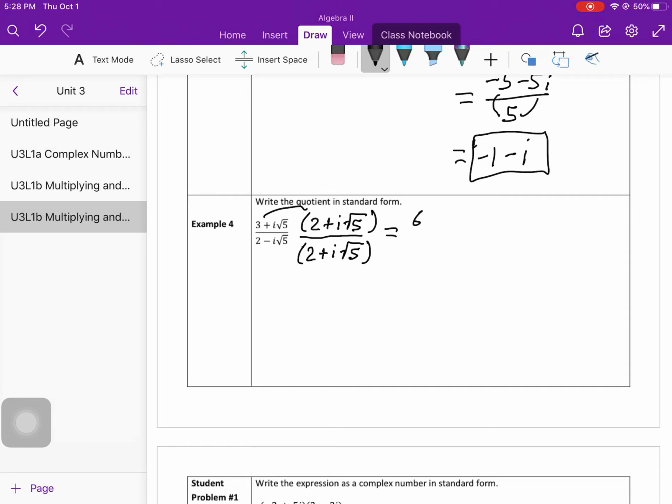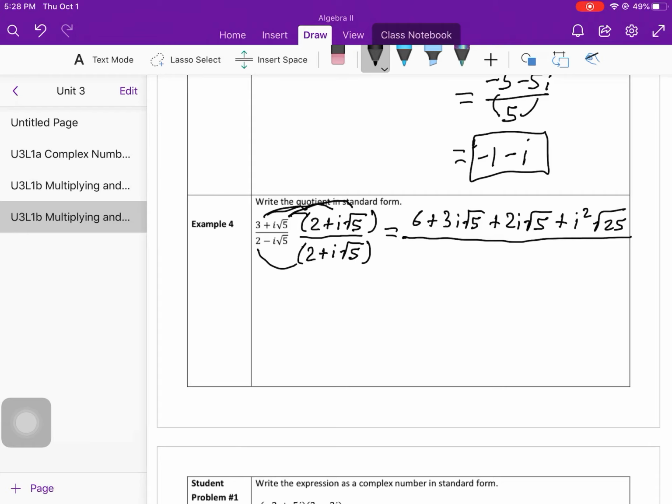3 times 2 is 6. 3 times i square root of 5 is 3i square root of 5. This is kind of an ugly answer. Then we jump over here. We get 2i square root of 5 when we multiply those. And then i square root of 5 times i square root of 5 is i squared times the square root of, if you multiply the two radicals, you get 25, which will reduce. So we'll talk about that.